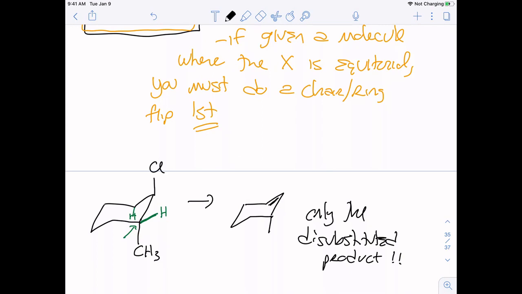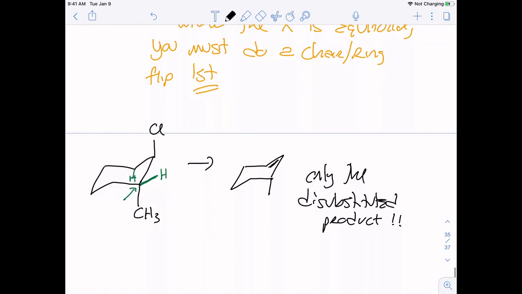If it was planar, if I wasn't considering chair conformation in the axial equatorial positions, then you could draw the tri-substituted product, right? There is a beta hydrogen there, but that beta hydrogen is equatorial because the methyl group is axial. The hydrogen and the halogen that you eliminate have to both be axial. So this time only the one product.